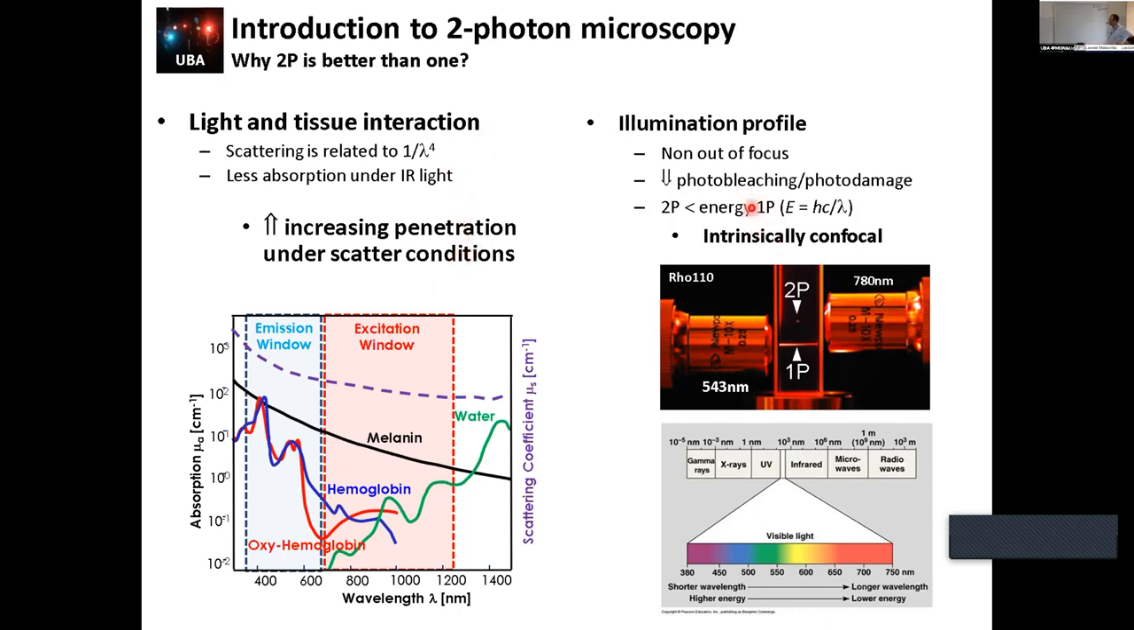The other important thing is that the illumination has an intrinsic optical sectioning, like an autofocus. You can see here in this example, this is a single photon excitation, and you will see the cone of illumination. And here you have two photon excitation. At this point, there is no excitation before or after the point where we focus our light, which is useful because this decreases photobleaching and photodamage of our sample.